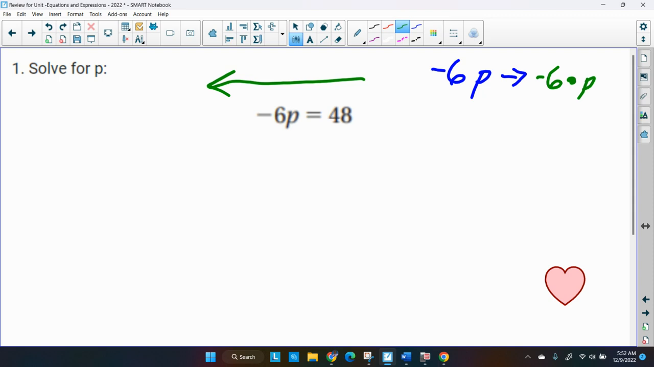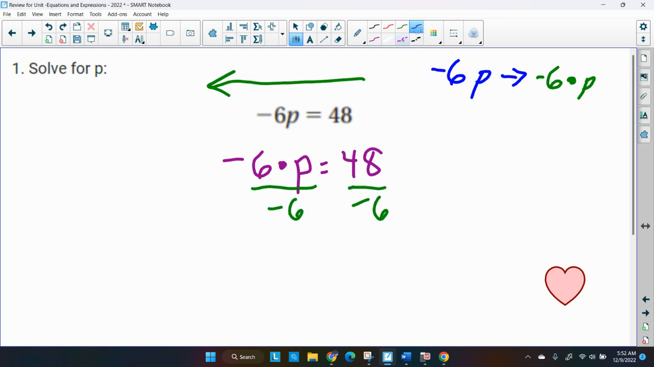The number is called a coefficient, and the letter is called a variable. So when you multiply the coefficient times the variable, in this problem, we have to do the opposite of multiplication. So the opposite of multiplication would be division. So instead of taking the negative 6 and multiplying it by the P, I'm going to take the negative 6 and divide it by both sides.